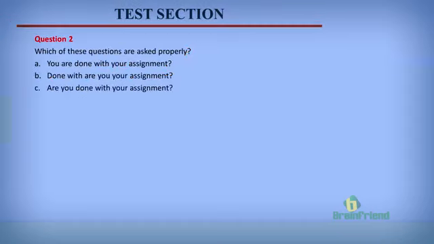Question 2 says, which of these questions are asked properly? A, you are done with your assignment. B, done with are you your assignment? And C, are you done with your assignment? The correct answer is C, are you done with your assignment? Remember when I was talking about questions, I did say that auxiliary verbs can also be used to ask questions at the beginning of the question, and the word are here is an auxiliary verb used to ask that question.